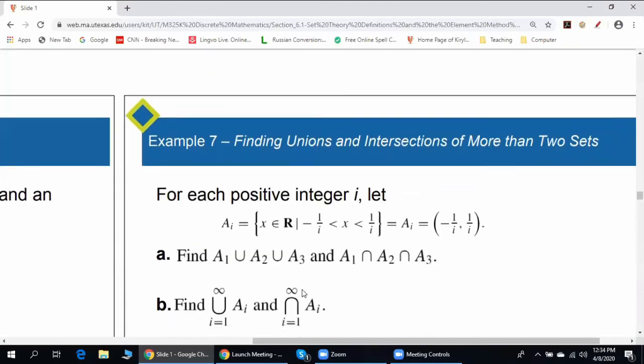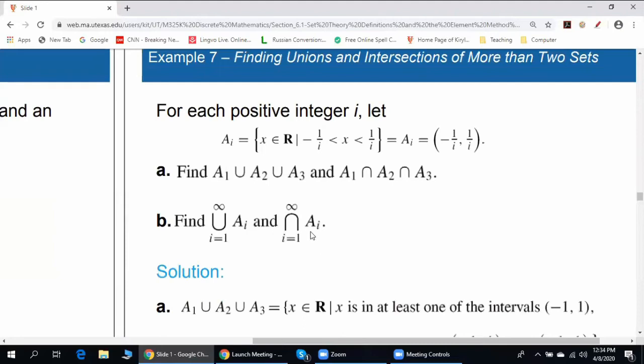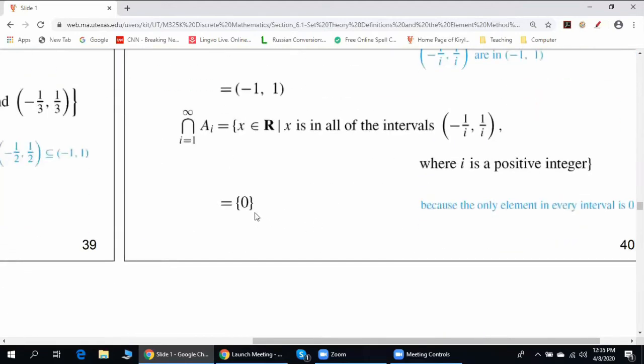Talking about intersection, note that since our intervals shrink to 0, the only common element will be the number 0. So the intersection is the set that consists of just one element, 0.